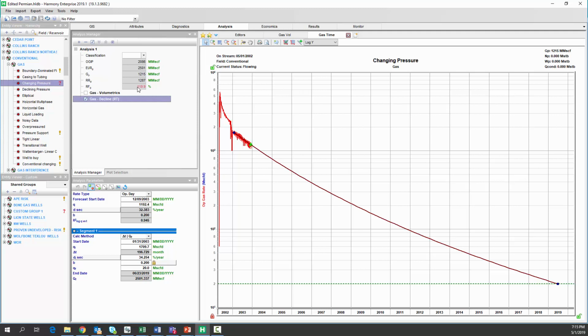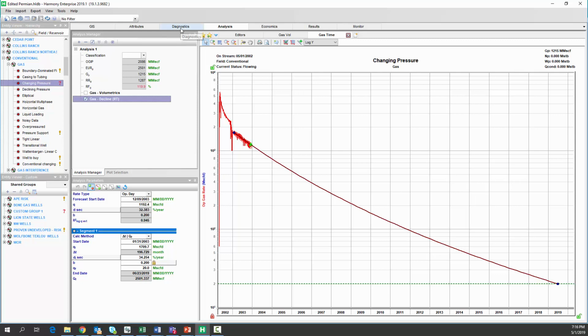So the question as an engineer is, do I either increase the original gas in place somehow from volumetrics, increasing your net pay, your area, your porosity, or do you decrease your EUR from the decline, right? There's honestly not one right answer. It could be either of those solutions. So what else is in our toolbox?